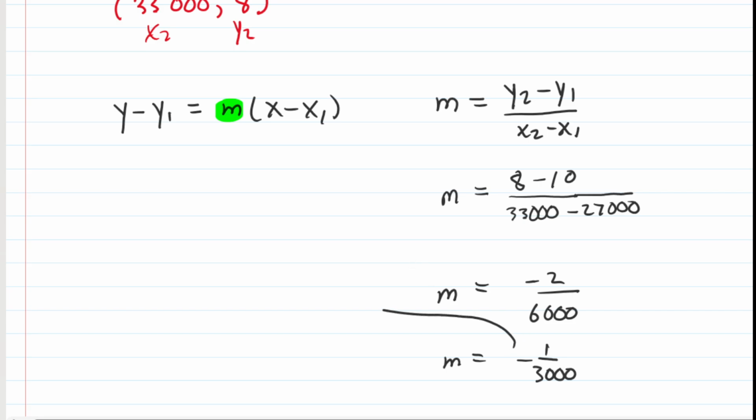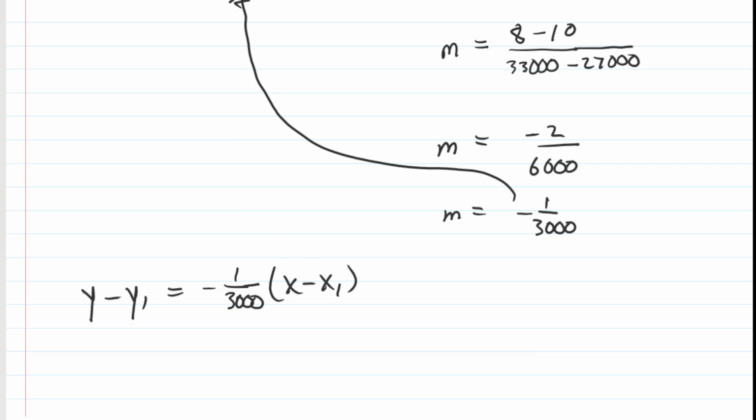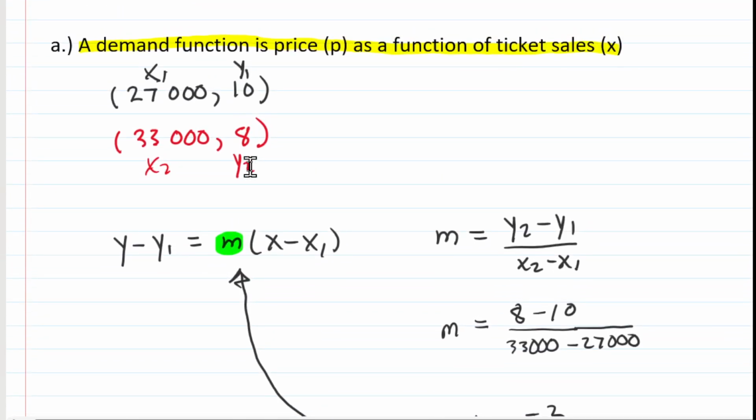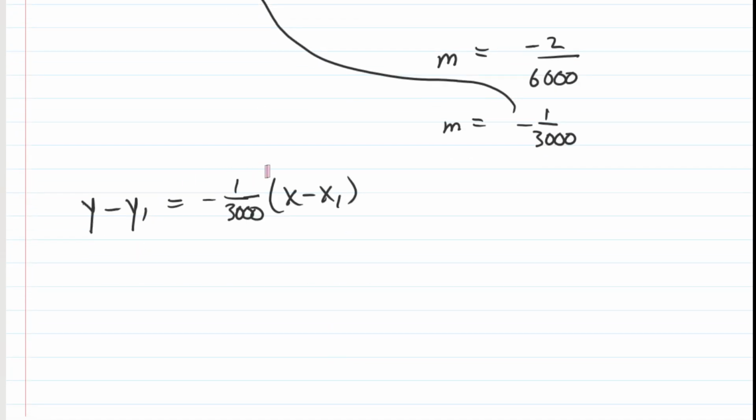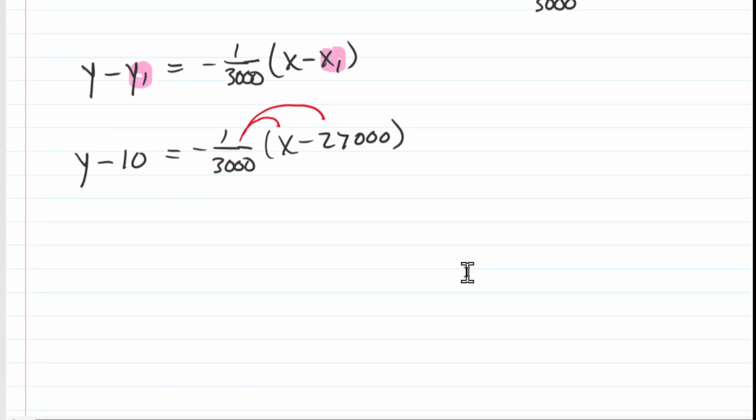So we're going to take that value and plug it in for m into our linear function. The next thing we're going to do is select that original point. If we go back up and look at that point, we see that the x1 was 27,000 and the y1 was 10. So we're going to plug those values in for the x1 and the y1 in this linear function. And then we'll distribute the slope value. So we're going to multiply that slope by x and by the negative 27,000.